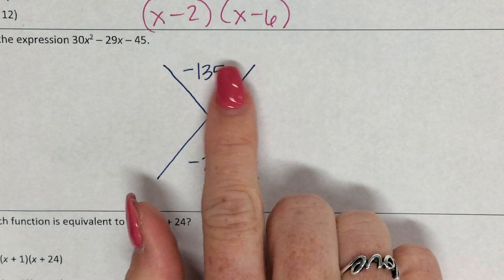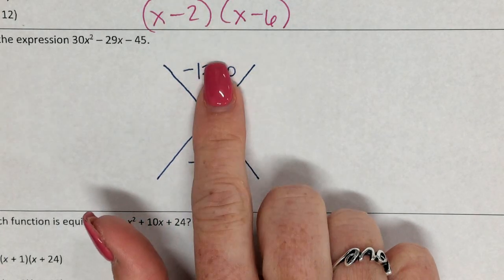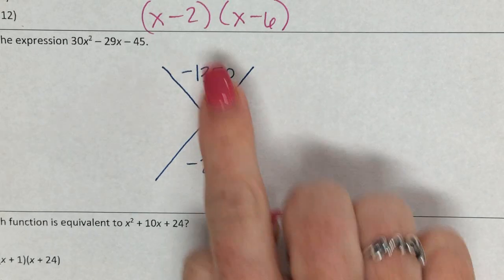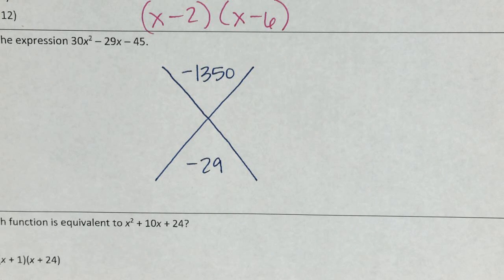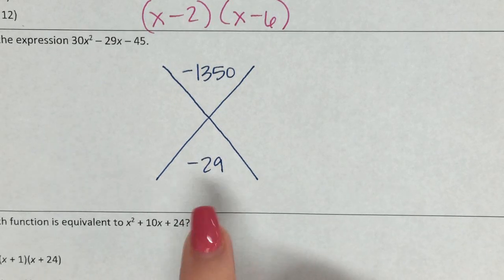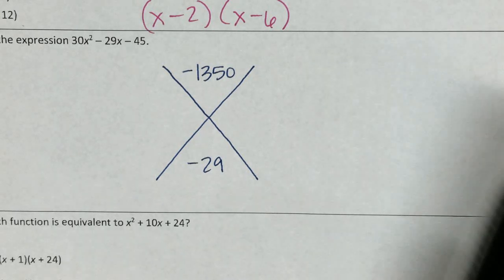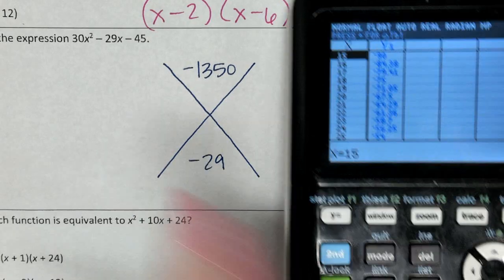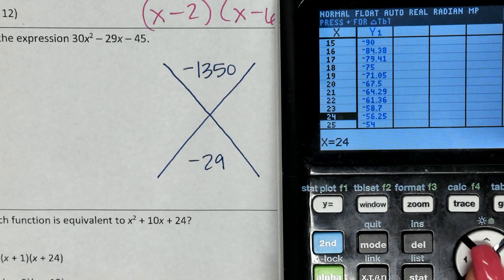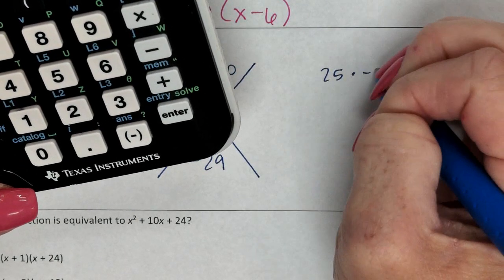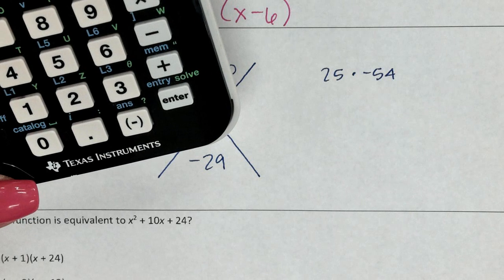Okay? I need two numbers that multiply to give me a negative, but add up to give me a negative. So what's the only way to get a negative when you multiply? A negative times a positive. And I need them to add up to give me a negative, which means the bigger number better have the negative sign. So I'm just going to scroll until I see, and I think I already see it. I think this might work. 25 times negative 54. So I'm just going to write it down. 25 times negative 54. And if it doesn't work, I'll just keep looking.